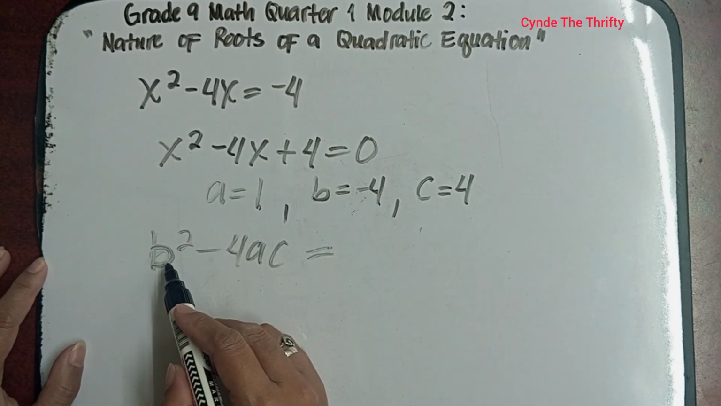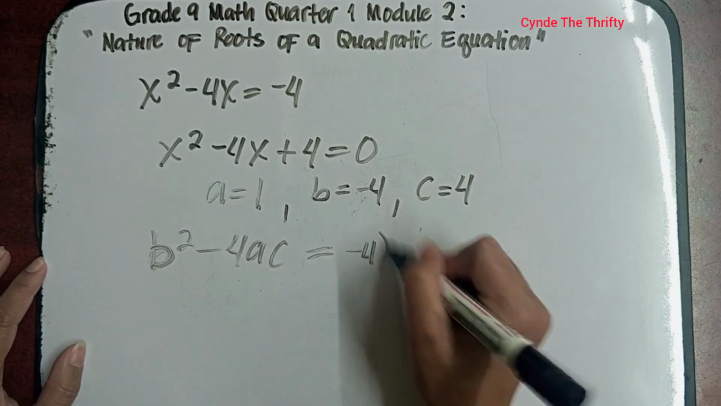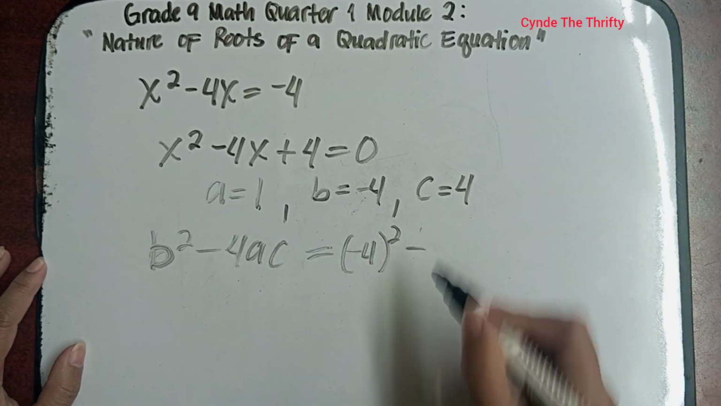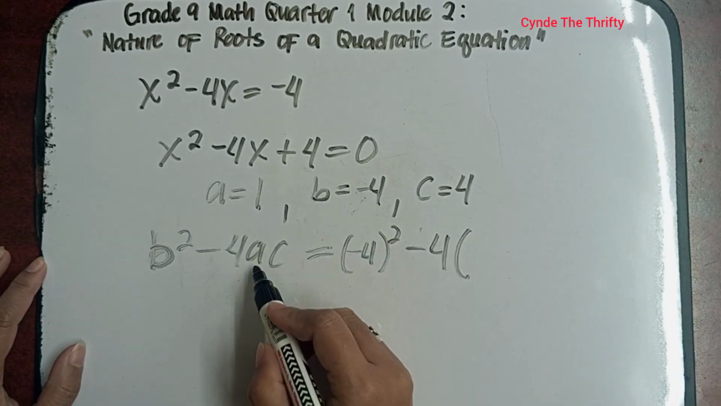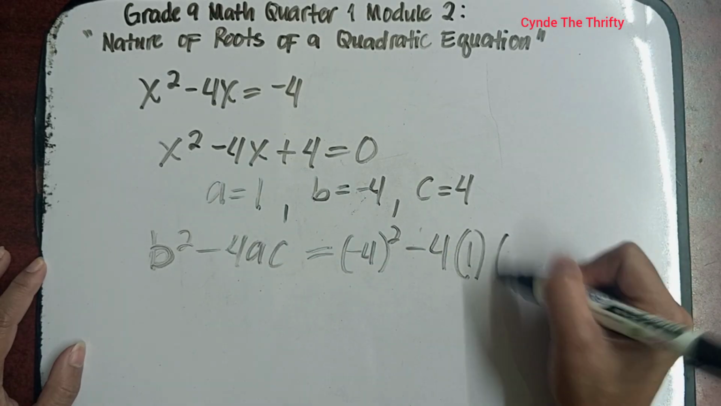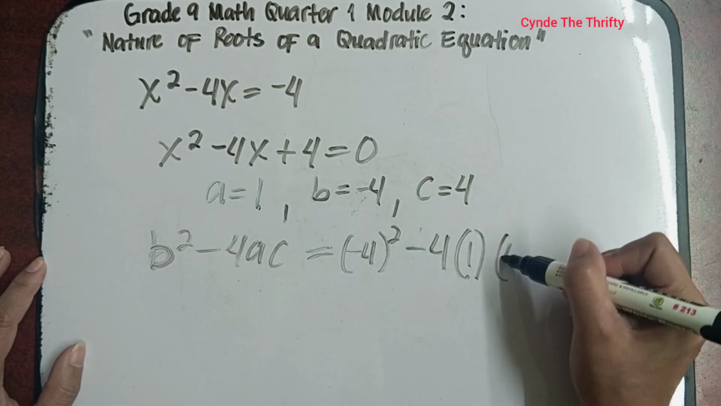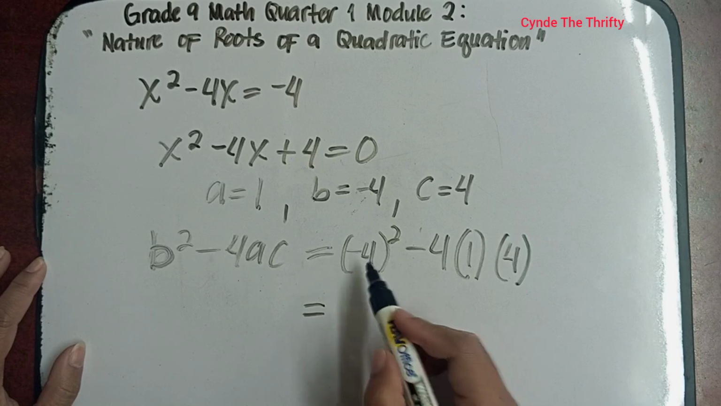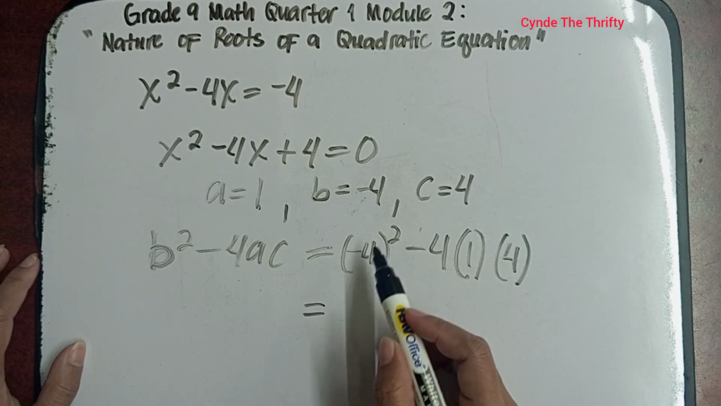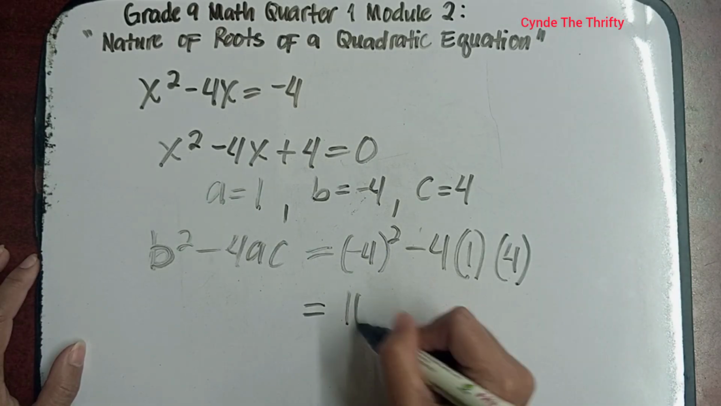So B, ano yung value ni B? Negative 4. So negative 4 squared minus 4 multiplied by the value of A na 1 and multiplied by the value ni C na positive 4. Okay. So, negative 4 squared is negative 4 times negative 4 is positive 16.